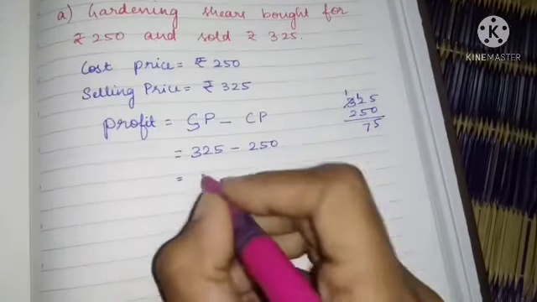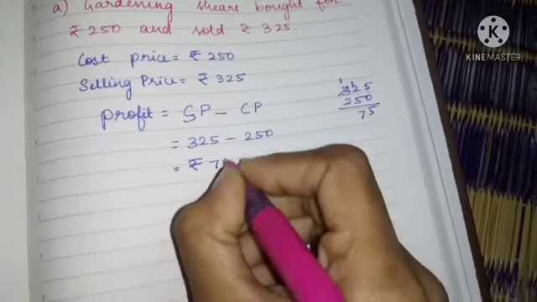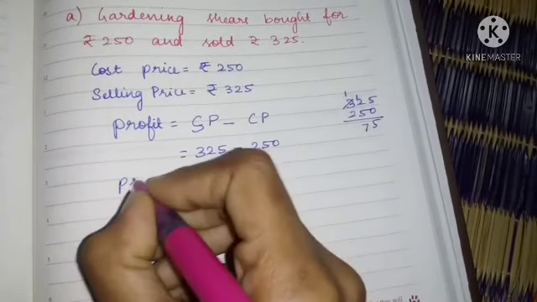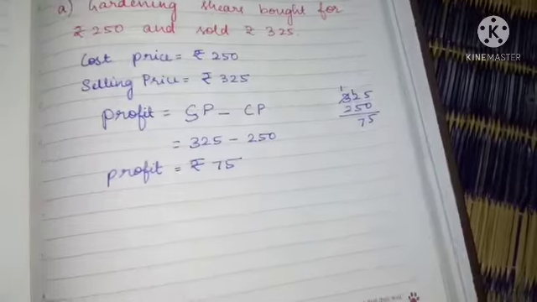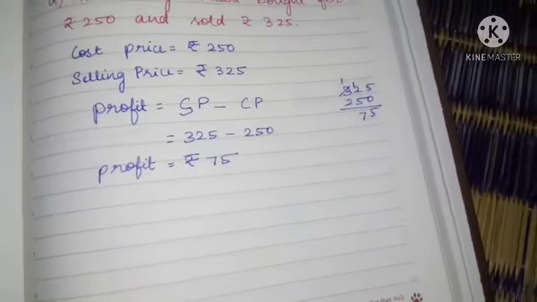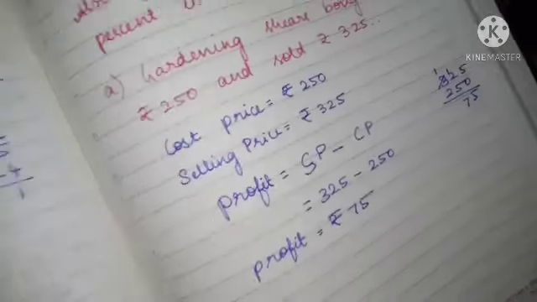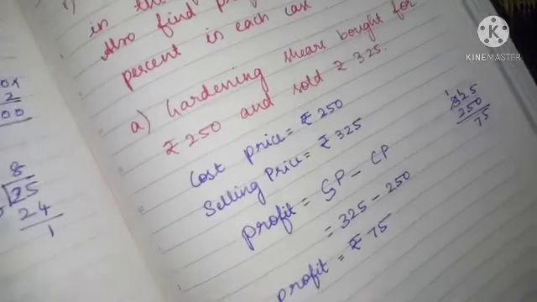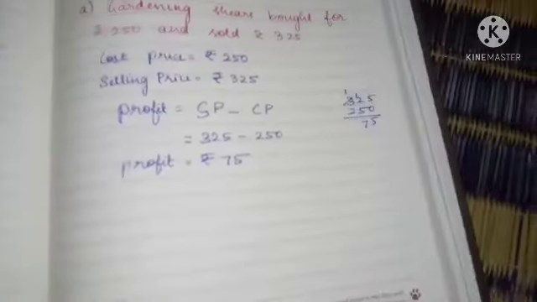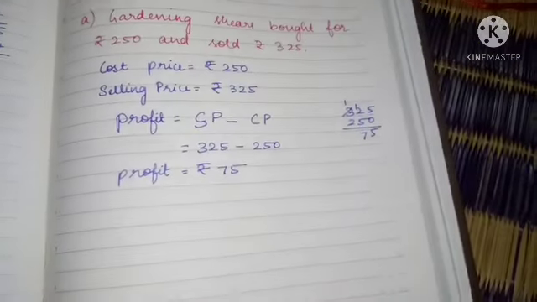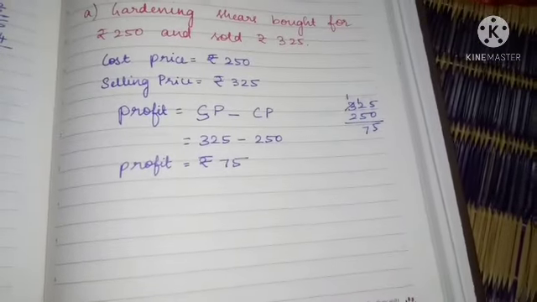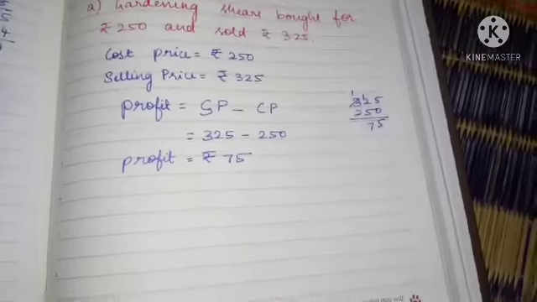75. So profit is nothing but 75 rupees you are getting as a profit. Now we have found the profit. Next, what do we have to do? We should find the profit percentage. Correct? If it is profit, you should find the profit percentage. If it is loss, you should find the loss percentage.